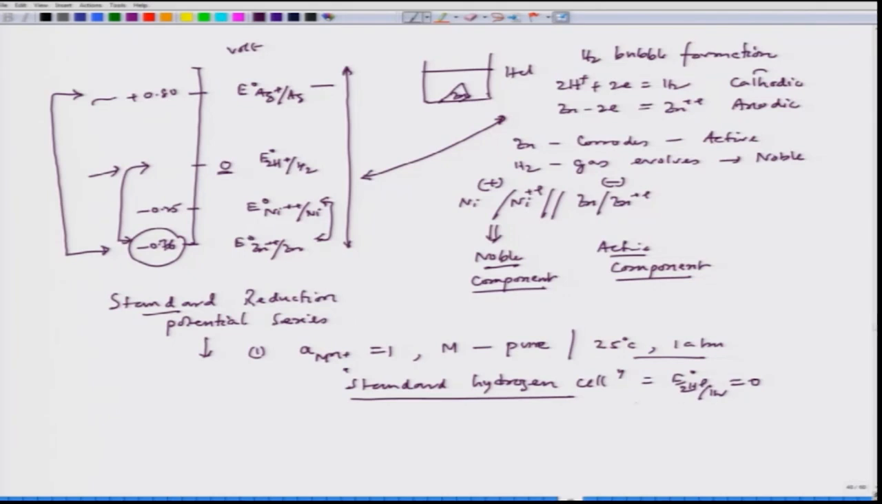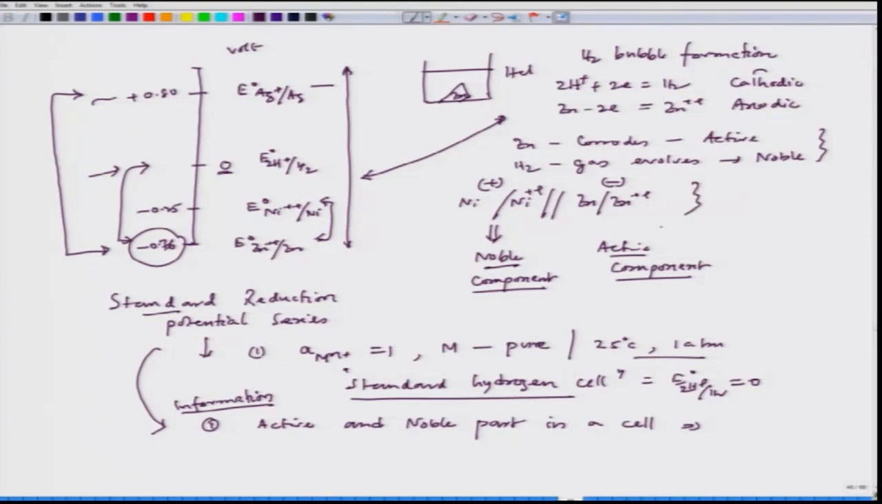So, this is the standard reduction potential series, and what information can it give? One piece of information is that we can get to know the active and noble parts in a cell. For example, the example we have provided, for silver and zinc.